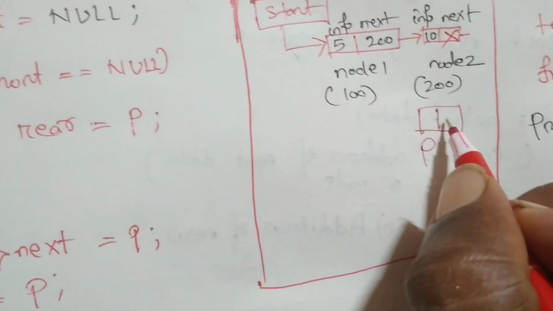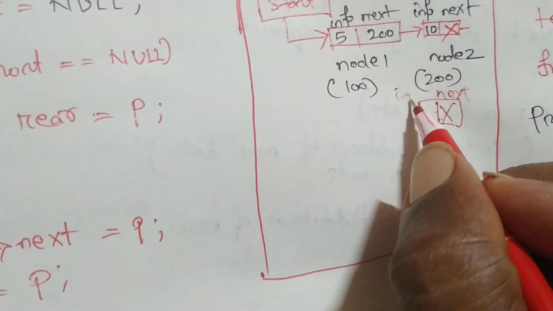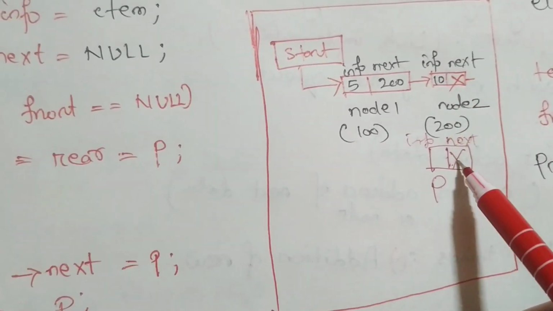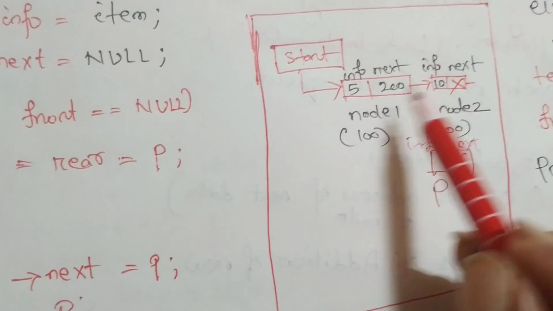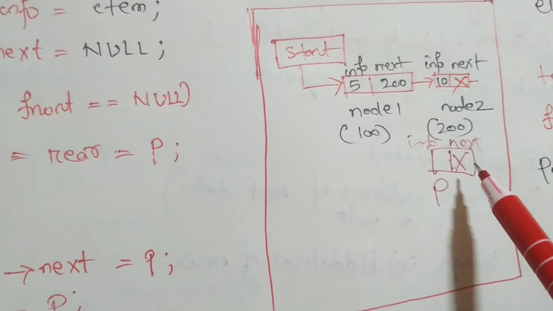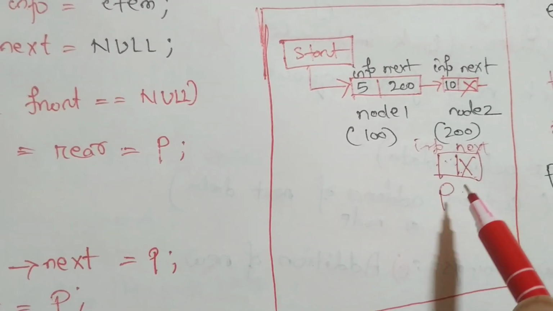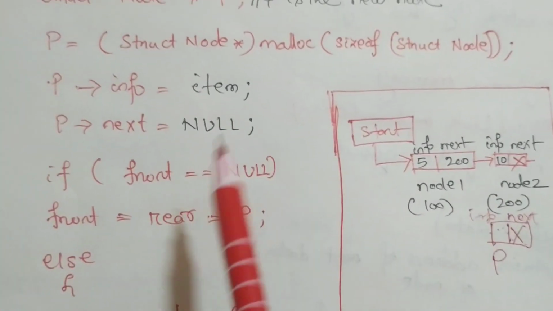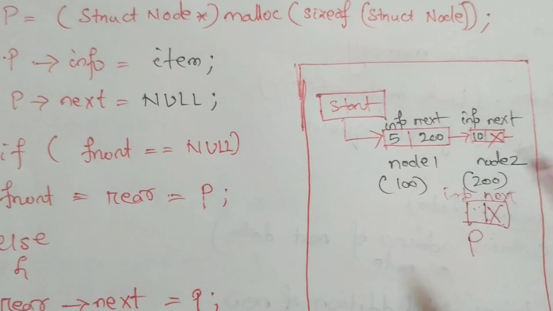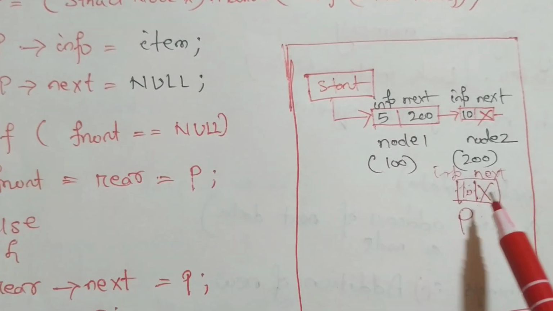If we want to add, then definitely its next part must be null. This is the next part, this is the info part, because addition is possible only at the rear. Before there were 2 elements; when it is added there will be 3, and its next part must be null, because the link field of the last node always contains a null pointer. First we assign the item to the info part of this node. Suppose I have inserted 10. Then P next equal to null, meaning its next part is null.